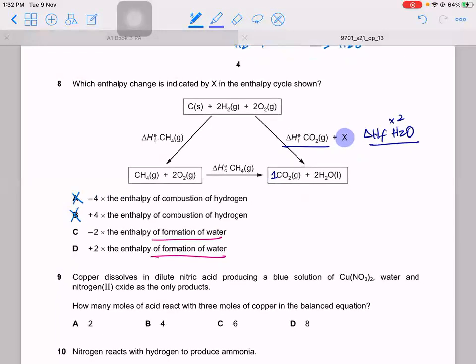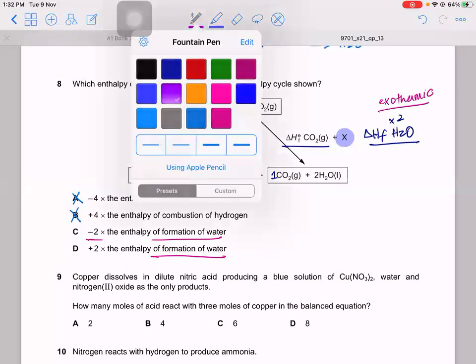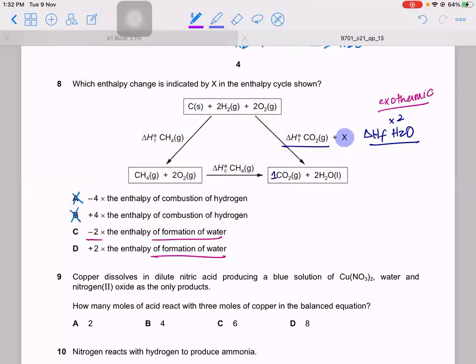So then you know that it is what? Formation, for sure. Now, they're saying minus 2 times the enthalpy of formation of water. Now, it is not minus 2. It will be plus 2. Why? Because formation of water is exothermic itself. So if you do minus 2, minus 2 times minus will give you a positive value. But you know that this formation should be exothermic. So if it is exothermic, then you should have plus 2 times a negative value. That will give you negative.